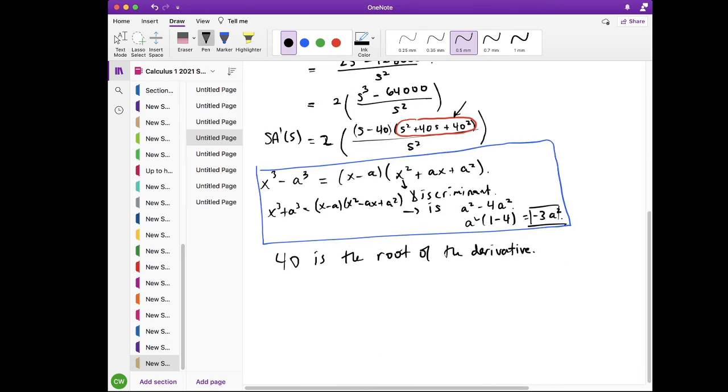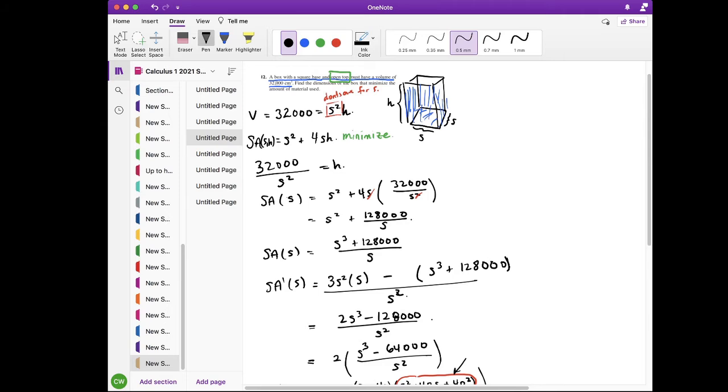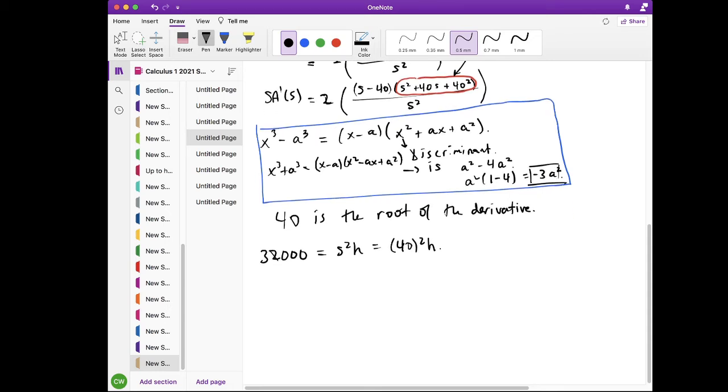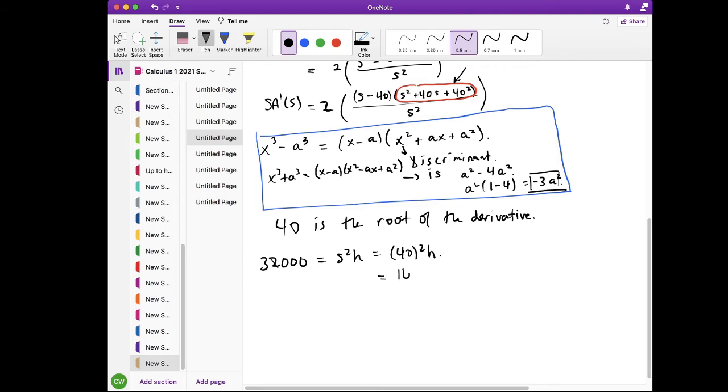Okay, so let's go back to our, so we have found 40 as one of the dimensions. So we have 32,000 is equal to s squared times h is equal to 40 squared times h. Okay, so that's 1,600. Everyone following? Okay, great.